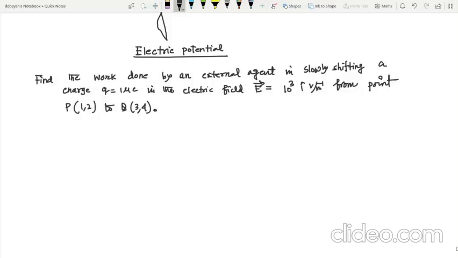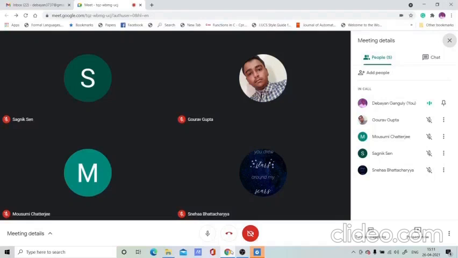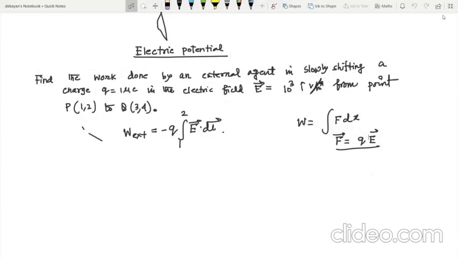So now the thing is that, if we want to find this particular work done, just a minute. So আমরা work done মানে কি জানি, that's nothing but qE dot dl.